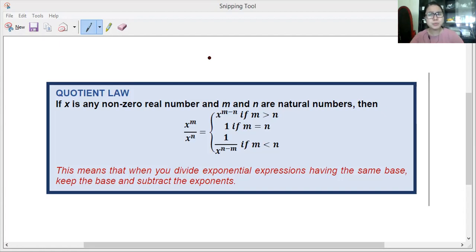Will it be in the numerator or in the denominator? The answer will be the bigger exponent, the larger exponent will stay. So if the larger exponent is in the numerator, it will stay in the numerator. But if the larger exponent is in the denominator, then it stays in the denominator. For example, let me snip another one for our example.